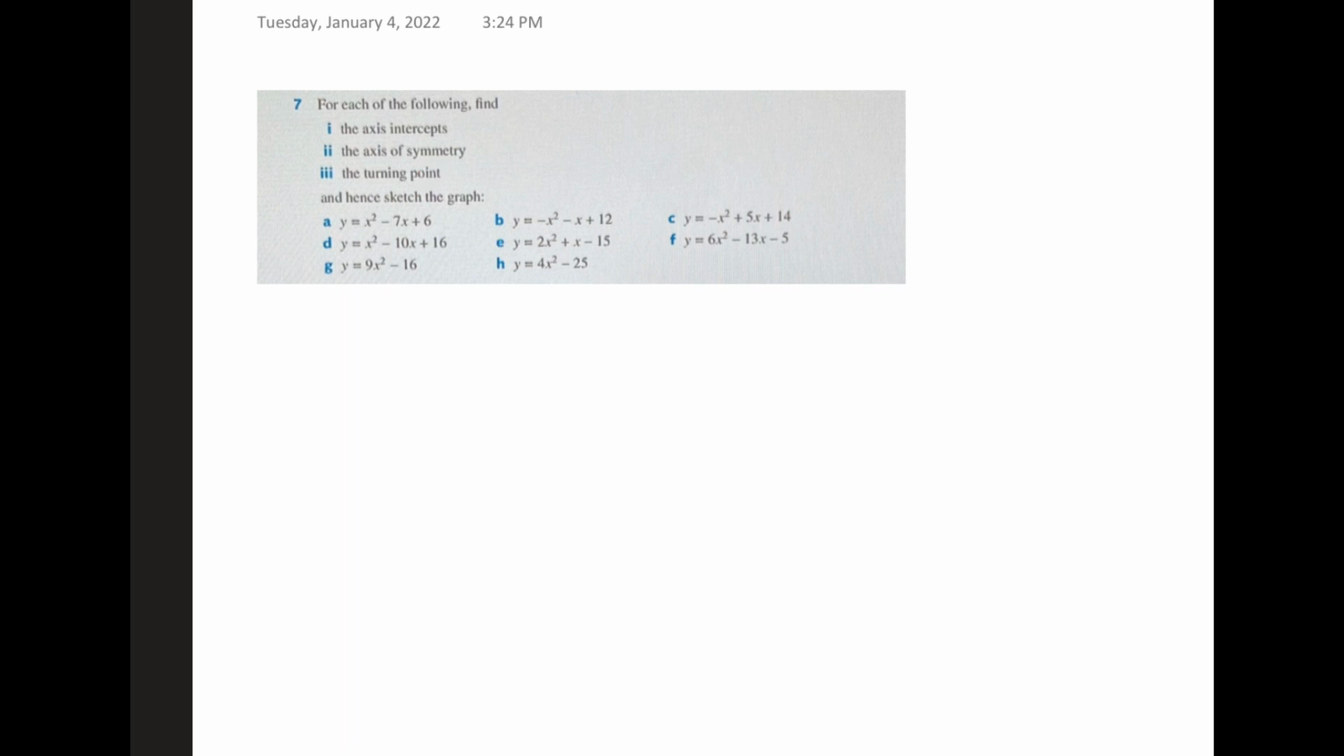So let's say your graph is a minimum point graph, so the axis of symmetry is this vertical line that passes through the minimum point. So this dotted vertical line is the axis of symmetry. If you have a maximum point graph, then the dotted line that passes through the maximum point is the axis of symmetry.